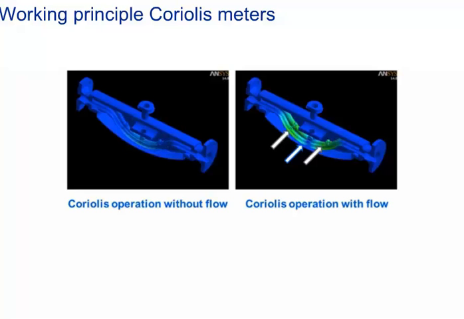The electronic converter drives the central driver coil with an excitation current, and the sensor coils give information to the converter about frequency, amplitude, and phase shift.